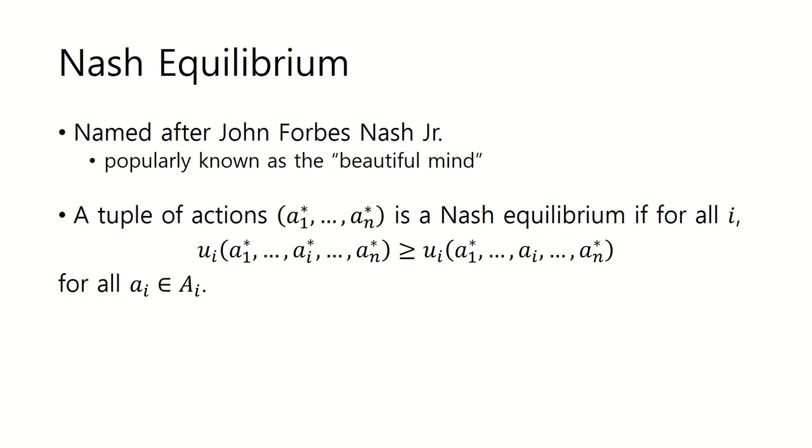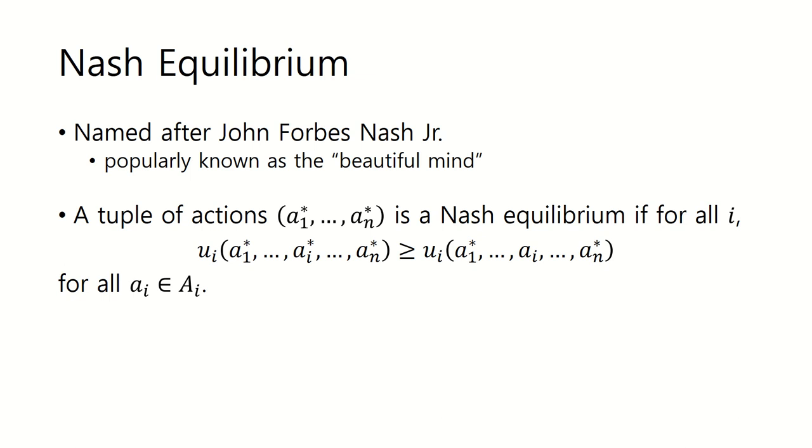So notice that all the other players' actions are fixed. All the other players are playing the Nash equilibrium action, a1 star to an star. And we want to change the action of player i only. So on the left-hand side, ai is with an asterisk. So it's ai star, the Nash equilibrium action. And on the right-hand side, we don't have asterisks. So just ai, for all ai, some other action.